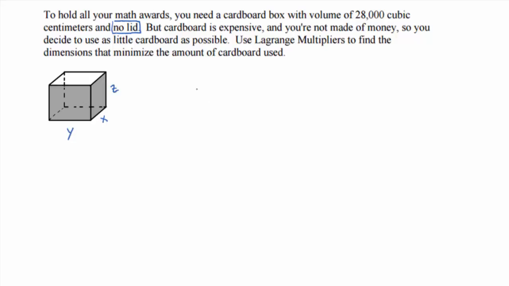And we know that the volume you could write as x times y times z. And we know that that's 28,000 cubic centimeters. But that's not what we're trying to minimize. We're trying to minimize the surface area. So let's call the surface area function f. So it's f of x, y, z technically.